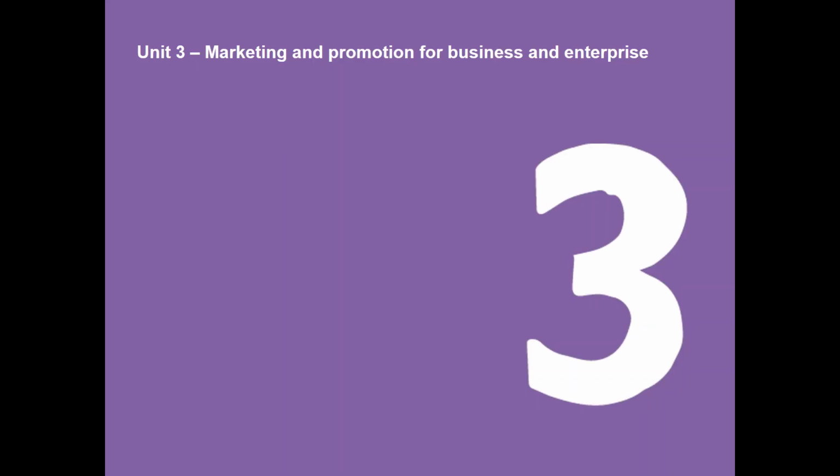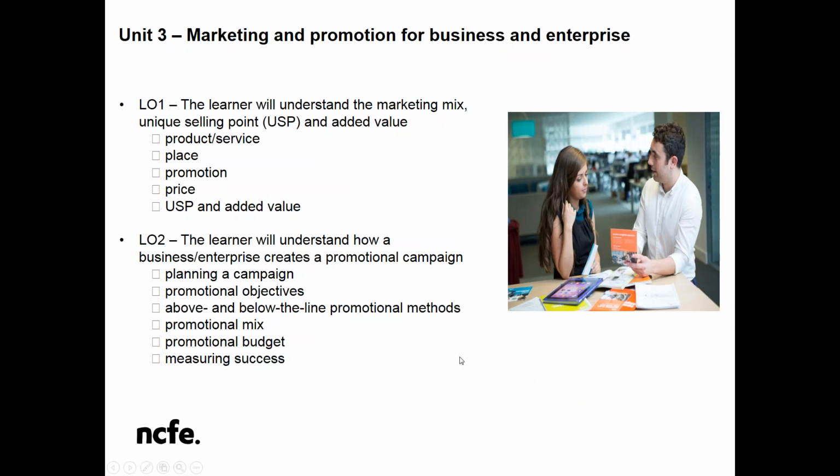So I think we'll move on to Unit 3. Yep, we've had no more questions, so that's fine. Marketing and promotion. So there are 2 learning outcomes for this particular unit. The first one, where the learners will need to understand the marketing mix and the idea of USP and added value. So the traditional 4 Ps, although lots of different academics over the years have tried to introduce different ways of conceiving and thinking about the marketing mix.